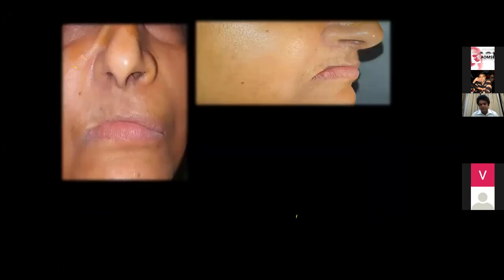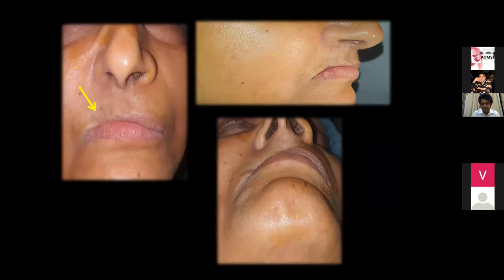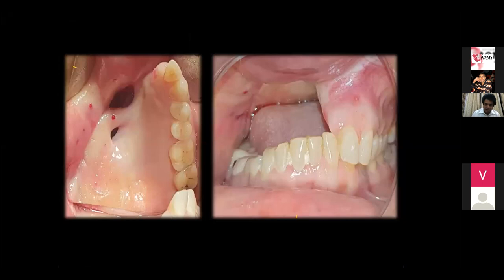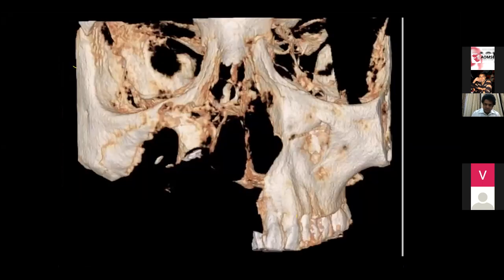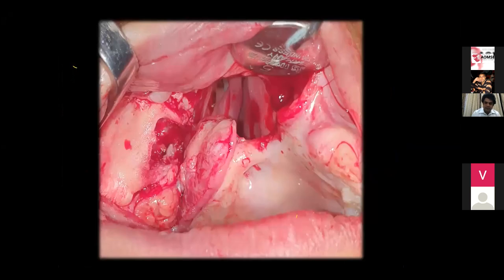This is another case we did. You can see the right side of the maxilla has been removed and the preoperative facial disfigurement is quite evident. But the zygoma was fortunately healthy. So we exposed the zygoma, and this is important.